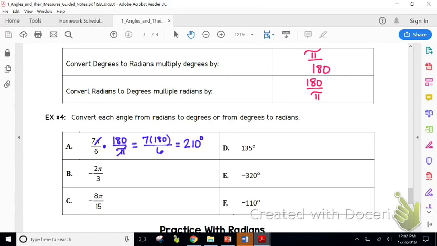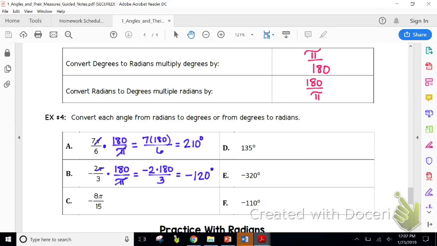So look at B. We're in radians, so what are we going to multiply by? We're going to go to degrees, so we multiply by 180 over pi. Pi on top and bottom cancel, so you got negative 2 times 180 over 3. Is that negative 120 degrees?